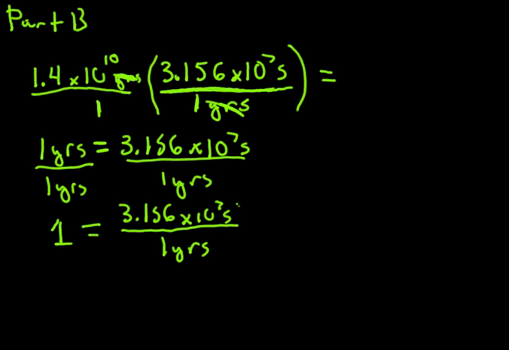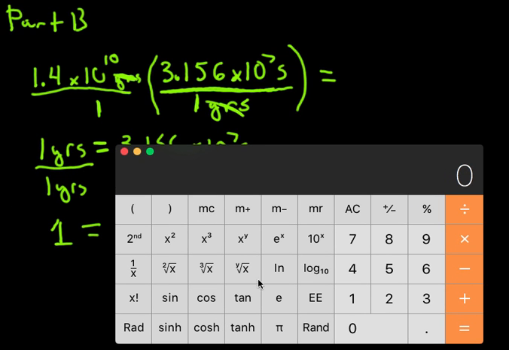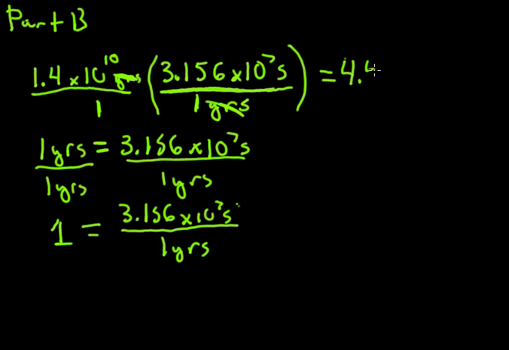And this is where scientific notation comes in handy, because what I can do, I'll bring my calculator here, so I'll enter my scientific notation, 1.4, and on this calculator I use EE to the 10th times 3.156 EE to the 7th, and I get 4.418, so 4.418 times 10 to the 17th seconds.